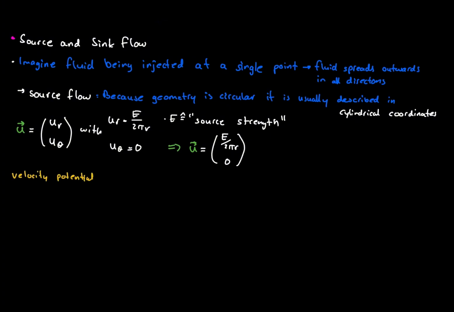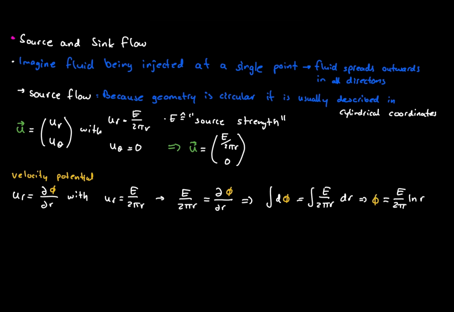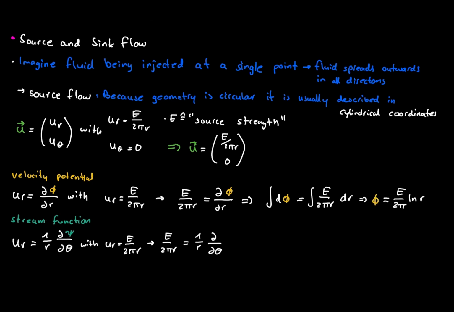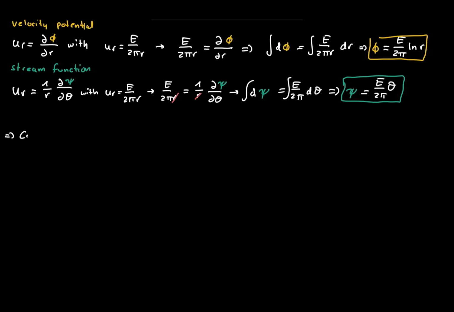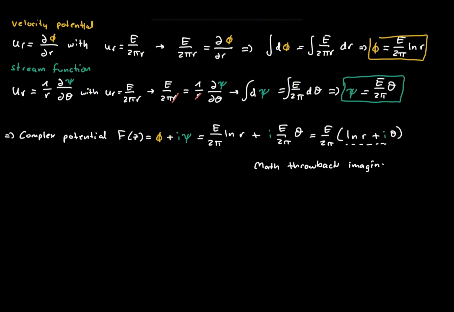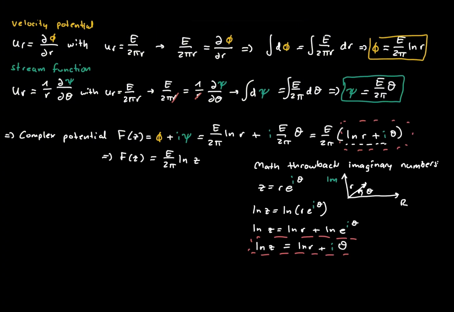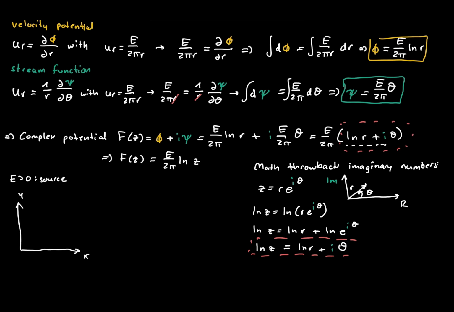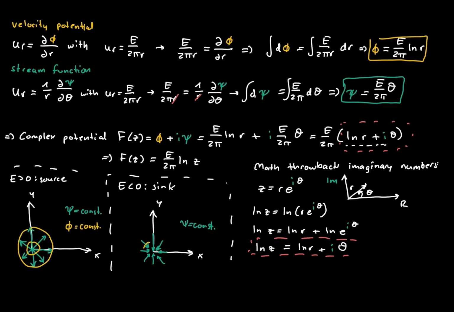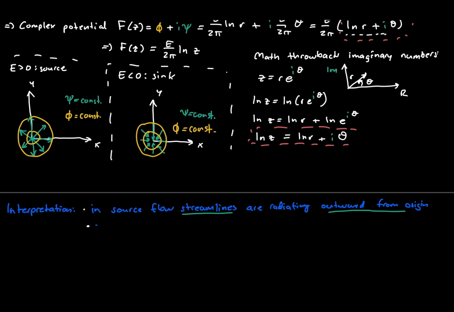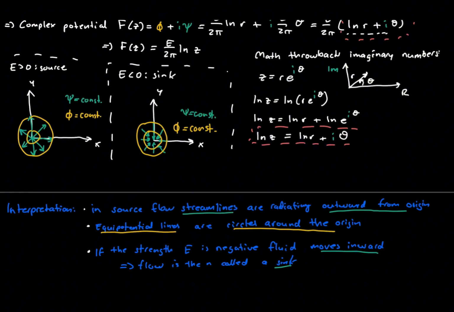The potential is E over 2 pi times the natural logarithm of r. The stream function is E over 2 pi times theta, and the complex potential is E over 2 pi times log of z. The streamlines are radial lines, and the equipotential lines are circles. If E is negative, the flow reverses and becomes a sink.